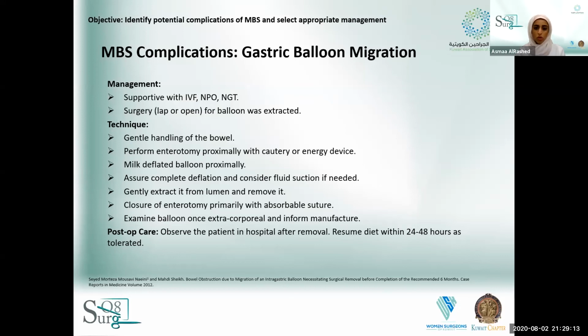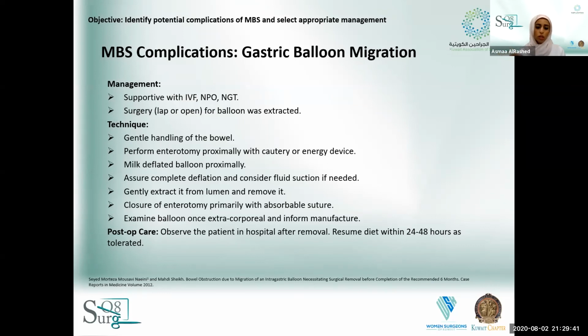Now what you're going to do, so this patient, you're going to consent them, you're going to go laparoscopically initially, and you're going to make sure that you handle the bowel very gently as you go, because first of all, you need to find where the area is. So CT helps you find it, that's fantastic. What you're going to do is perform your enterotomy proximal to where the balloon is, and then you're going to try to milk it back to the enterotomy.